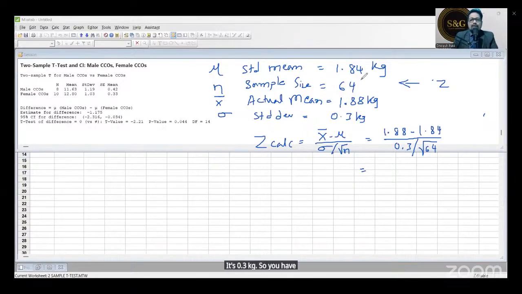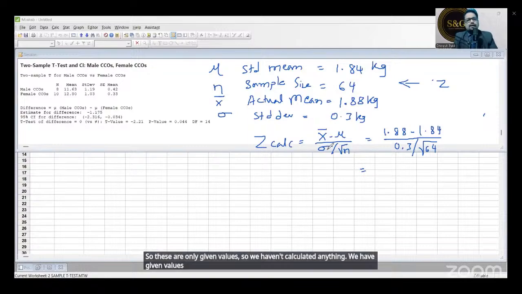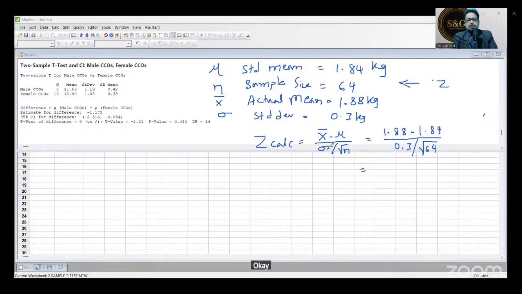So you have to calculate first the z calc. Once you calculate the z calc, then we will calculate our p-value. These are already given values, so we haven't calculated anything. These are given values to us. Now first you calculate the z calc. What is the z calc right now?